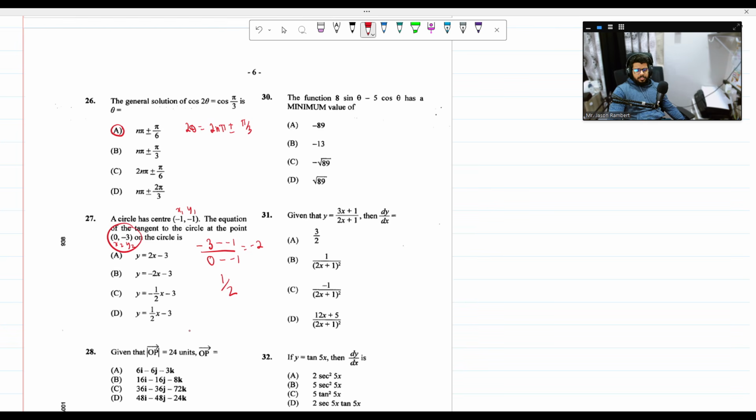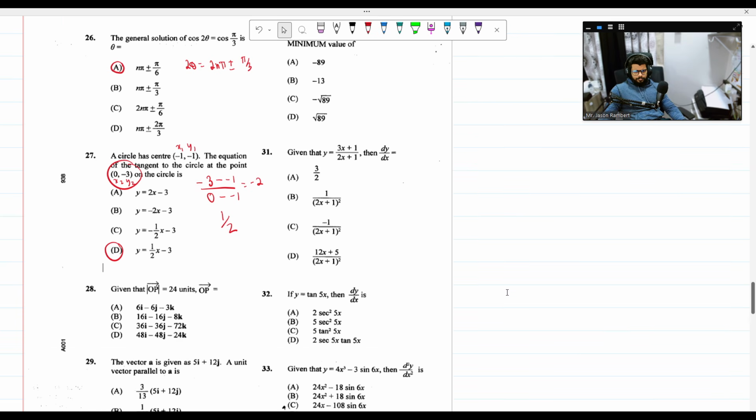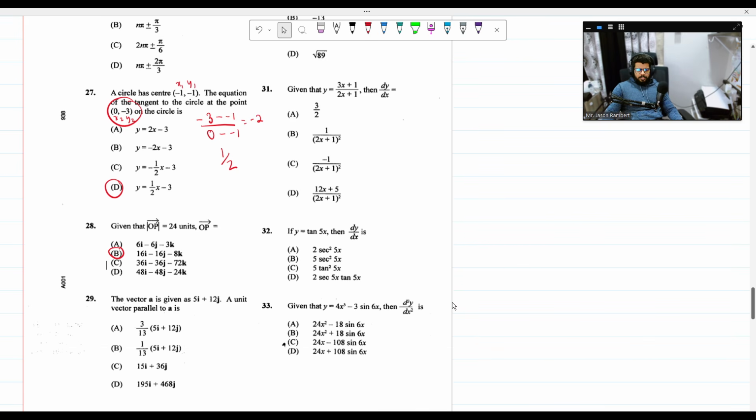This is the y-intercept here, 0 minus 3. So it's going to be a half x minus 3. D is the answer. OP is 24. The magnitude of OP is 24. This is a repeat question. It was 16, 16, 8, 576, I believe. A unit vector parallel, so it's going to be 1 over 13 into 5i plus 12j.